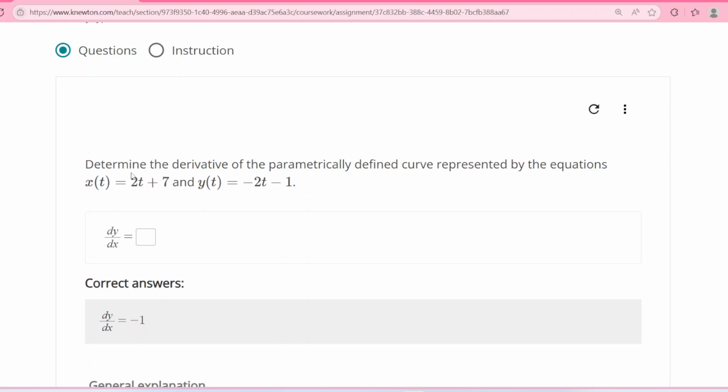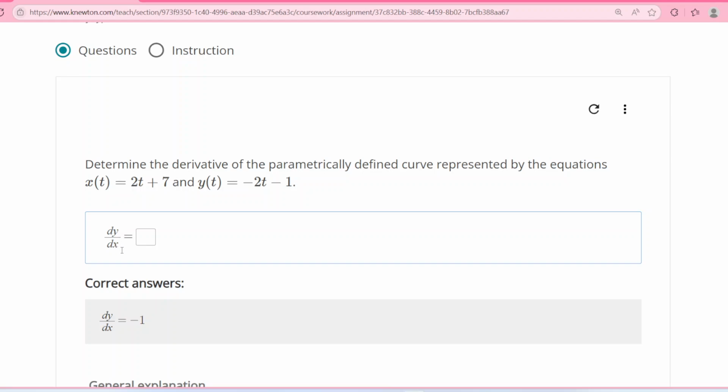So here we're asked to determine the derivative of the parametrically defined curve represented by the equations x of t equals 2t plus 7 and y of t equals negative 2t minus 1. So the x and y coordinates of our location depend on this parameter t, and as it was mentioned in the objective title, both of these functions are linear functions of t. But still, we're asked to find dy over dx.